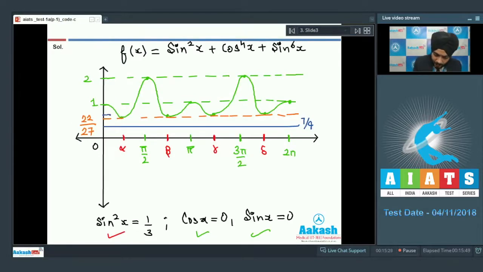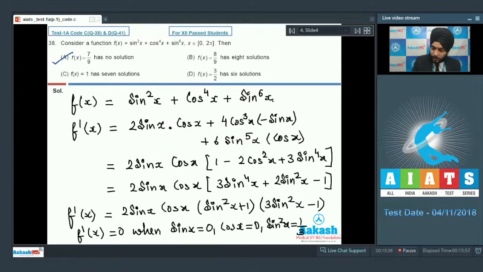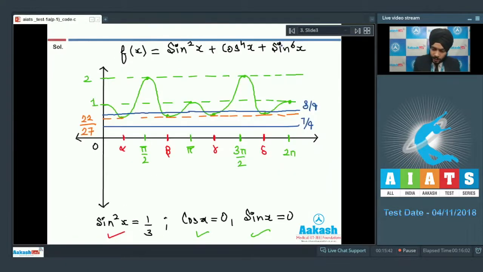Option B, f(x) equal to 8 by 9 has 8 solutions. It is slightly greater than 22 by 27. 1, 2, 3, 4, 5, 6, 7 and 8. 8 solutions for f(x) equal to 8 by 9. Very correct.